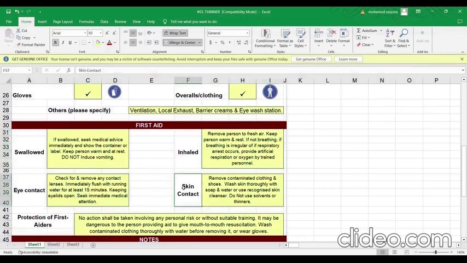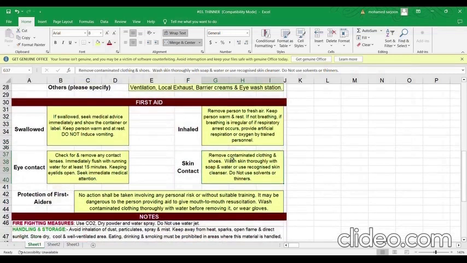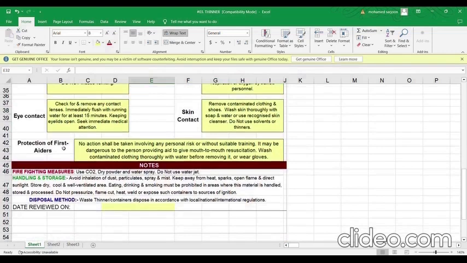Skin contact: in case the chemical or substance contacts the skin, this first aid measure should be adopted and implemented. Remove the contaminated clothing and shoes. Wash skin thoroughly with soap and water or use a recognized skin cleaner. Do not use solvent or thinners. These first aid measures are recommended by the manufacturer in case of any contact caused by these substances or chemicals.